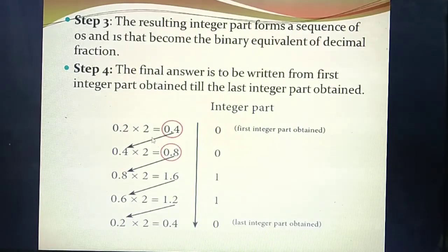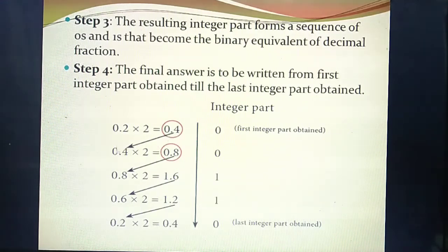Each time you should multiply with the value 2. 0.2 times 2, you will get 0.4. Always, before the point, you should use 0. Don't use 1 here. Understand? Always here you should use the point numbers with 0. Don't use 1 here. So 0.2 into 2, the answer you are getting is 0.4.